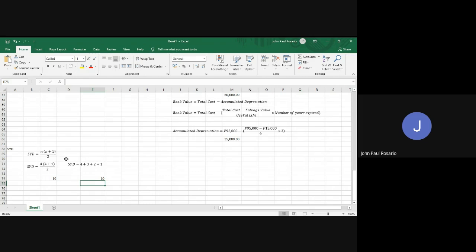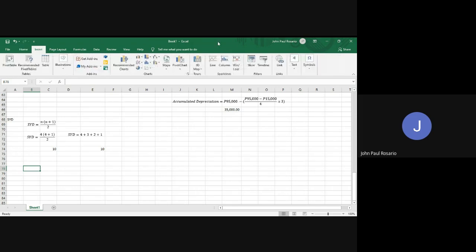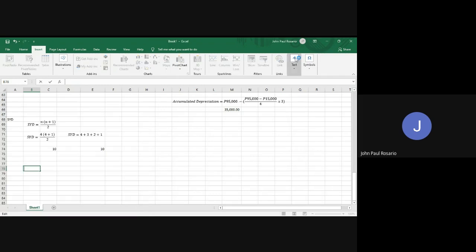Okay. And then for your annual depreciation, we call it your SYD depreciation ratio. Symbol. No, not the symbol. Close, cancel. I know. Okay, that's right.